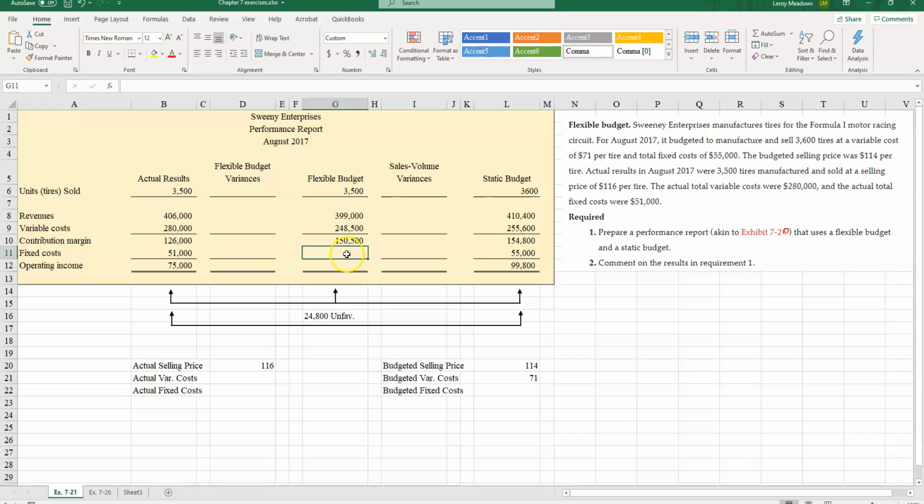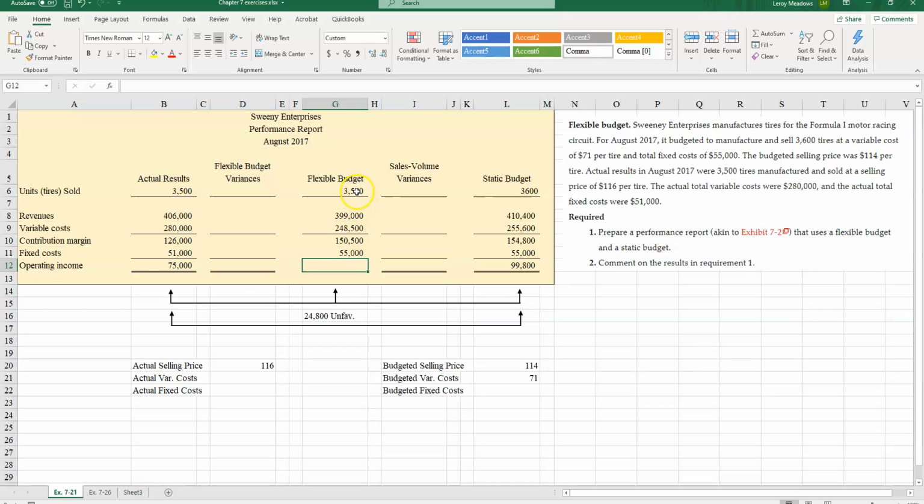Now my flexible budget for fixed costs is always going to be the same as my static budget. So that's going to be $55,000. Why is that? Because for fixed costs, we're paying for capacity. There is no fixed cost per unit that changes. I mean, the fixed cost per unit changes, but the total cost should not change as long as we're operating within that relevant range, and we are assuming that we are. So at various levels of activity, as long as we're in that relevant range, fixed costs should remain the same. So my fixed costs here are going to be the same as my static budget of $55,000.